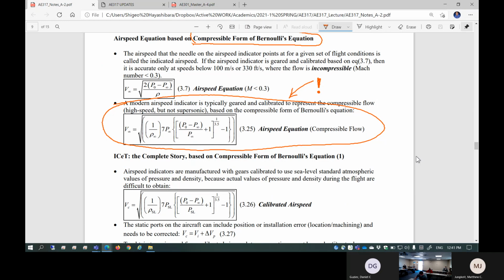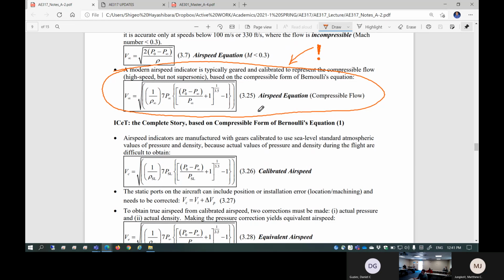Too bad. Okay, so this is the airspeed equation, which is based on the compressible Bernoulli's equation. That means this equation is applicable for more than 0.3 Mach, but still subsonic. So for the airplane flying subsonically but more than 0.3 Mach, whatever the airspeed indicator, the instrumentation is relying on this equation. So this is the airspeed equation.